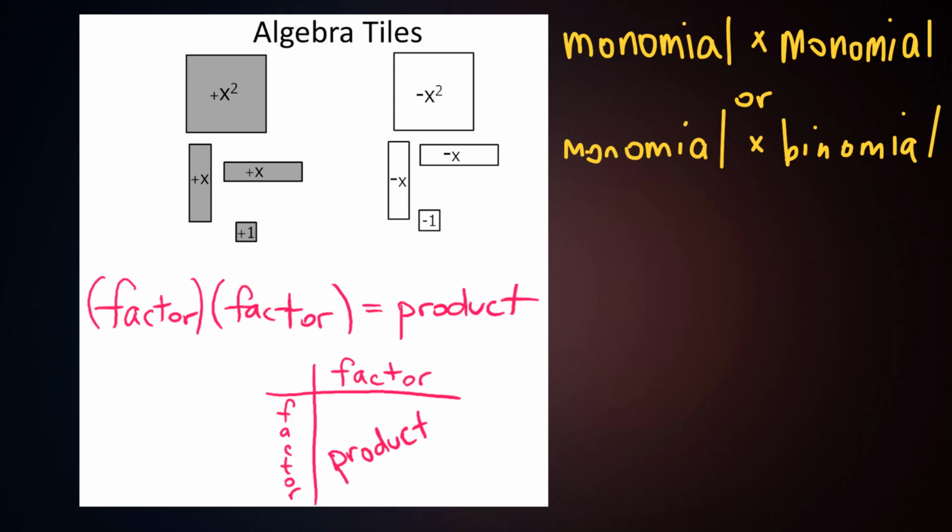Hello everyone. In this video we're going to be going over how we can use algebra tiles to help us visualize multiplying two monomials together or multiplying a monomial with a binomial. Remember, monomials are just polynomials with one term, binomials have two terms. And then we're also going to be learning how we can use algebra tiles to divide polynomial problems.